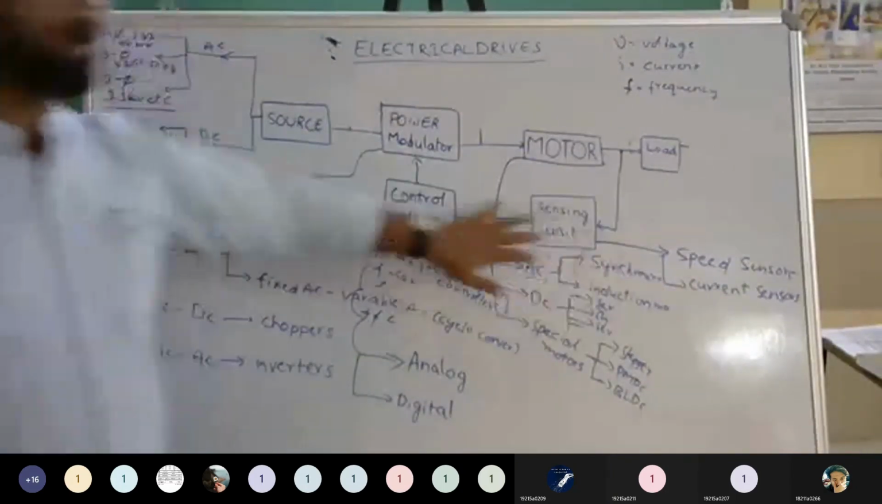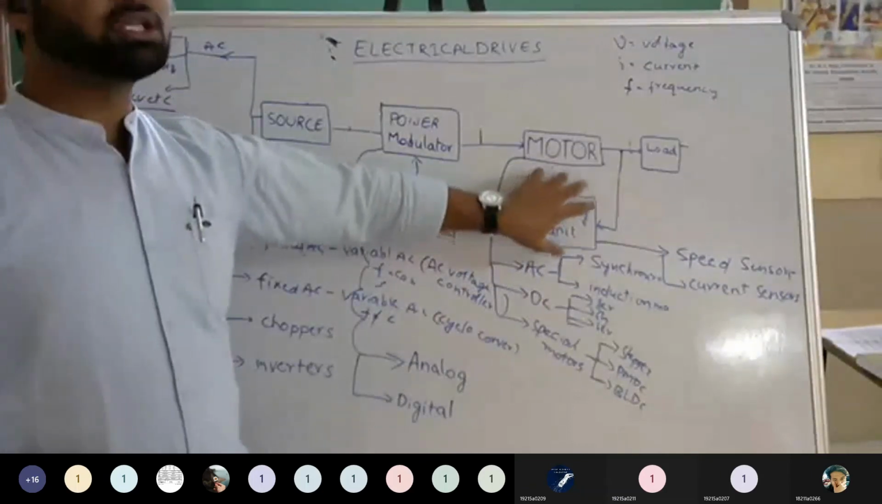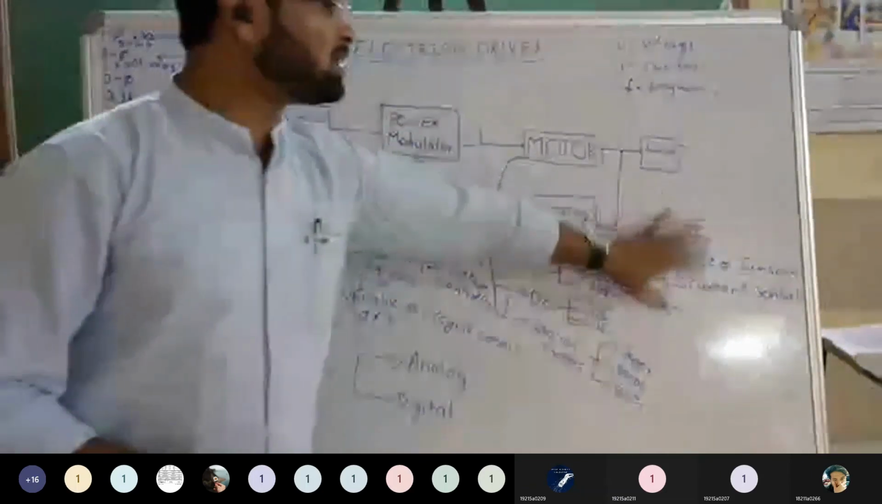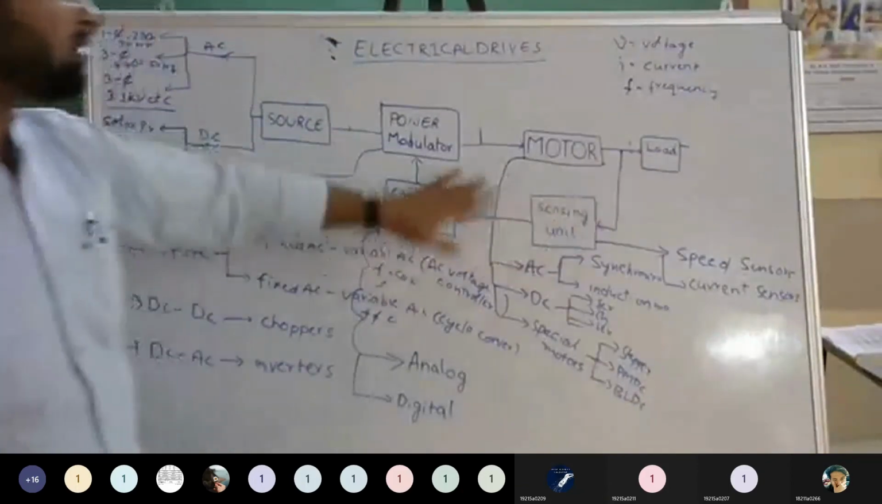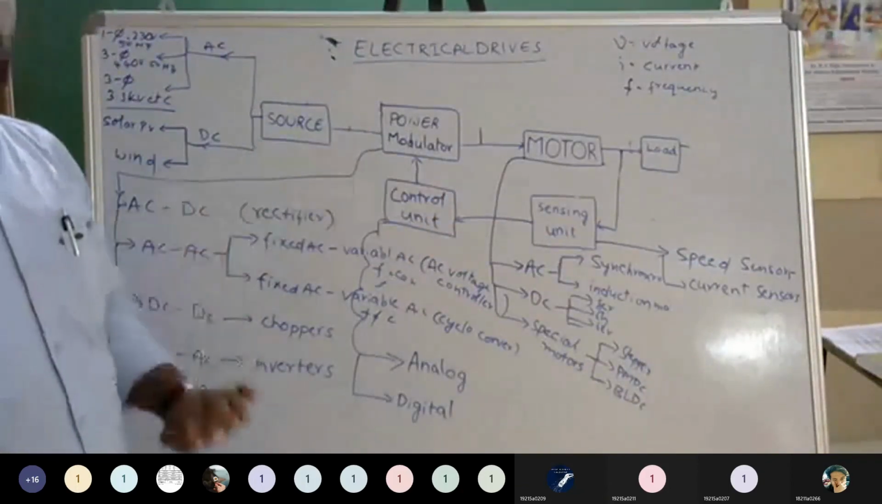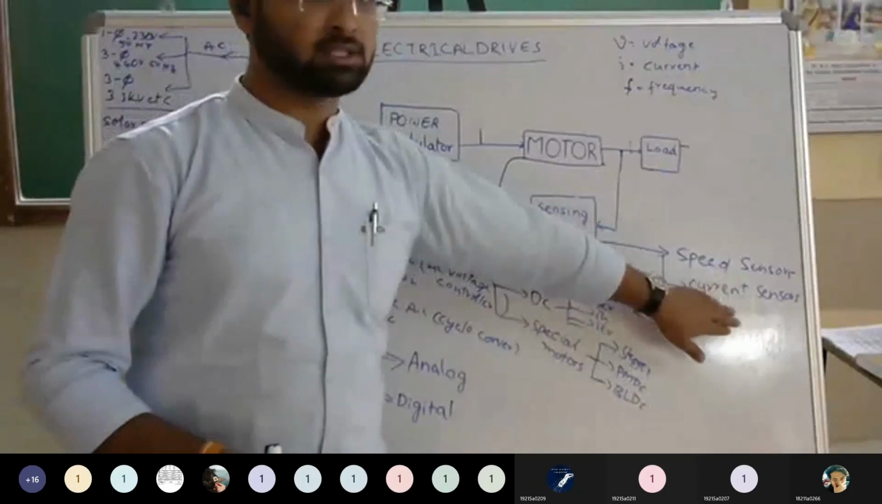But if you want to give the feedback inside itself, we use Hall effect sensors as speed sensors and current sensors. We take those values, convert them into voltage, and give them to the control units. So Hall effect type sensors are also available.